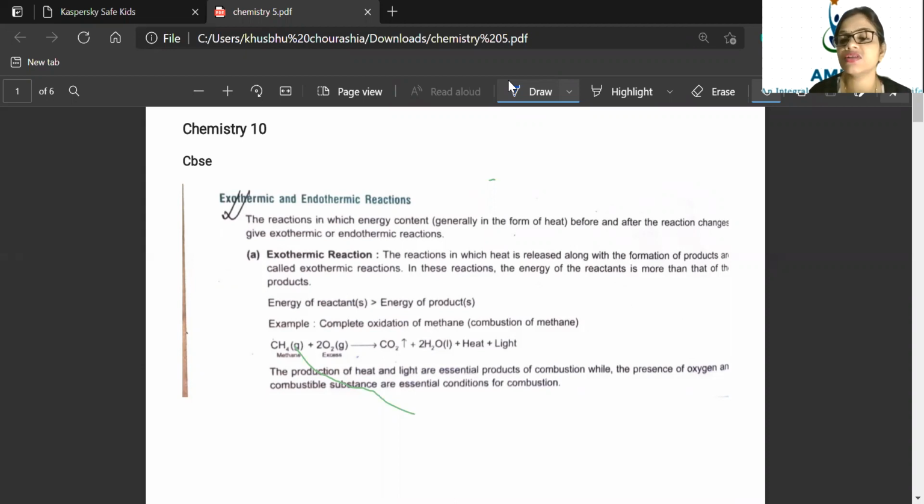Now some reactions do not write heat, like respiration, photosynthesis, and certain reactions like calcium carbonate. Are they exothermic or endothermic? What will be the type of these reactions? We do not know in the case of such reactions. So what will we do for that?